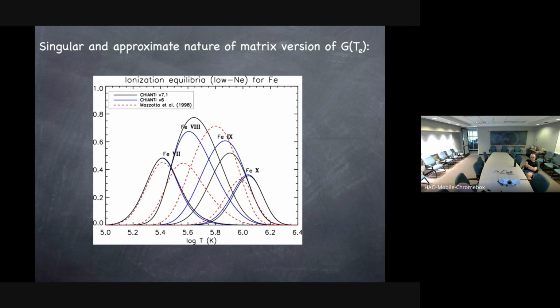The uncertainty is also the abundance, right? Between photospheric and coronal abundances, these also change quite a bit, and depending on which evolutionary state an active region is in, it might be more photospheric, more coronal. Yeah.